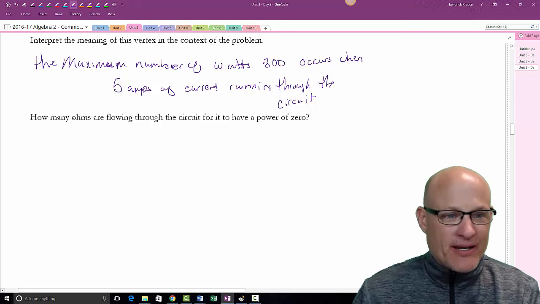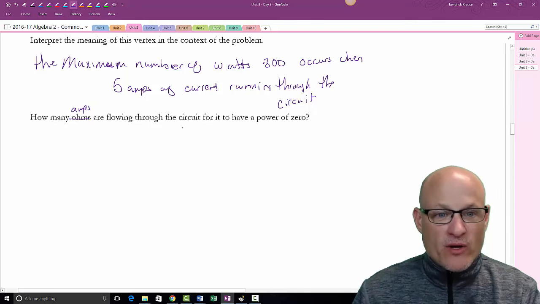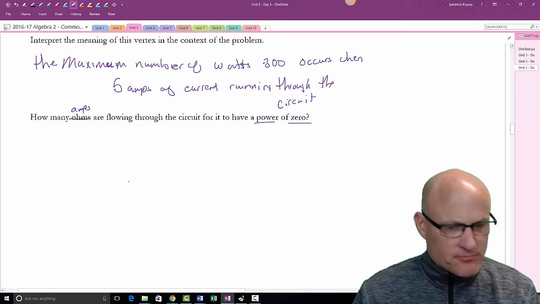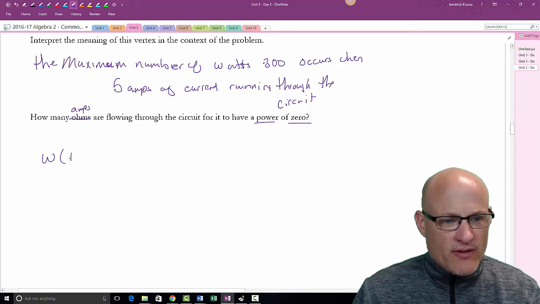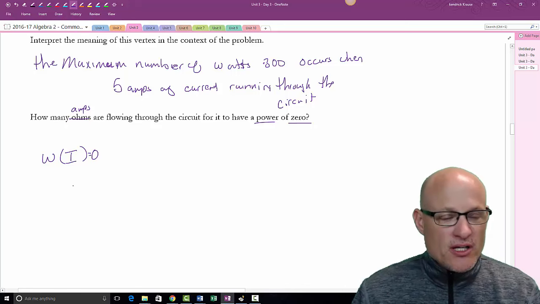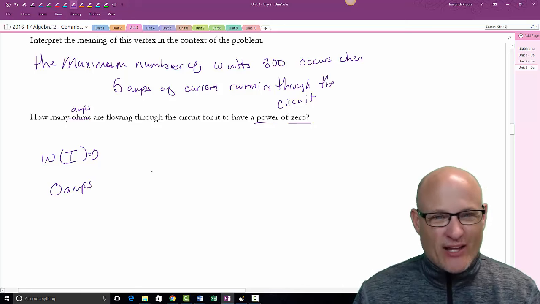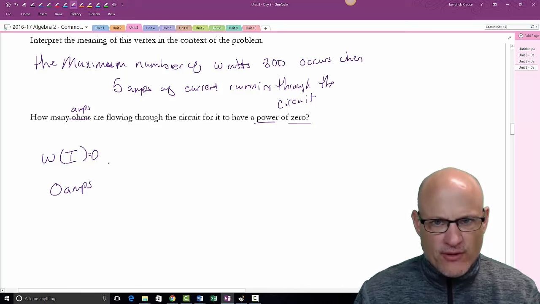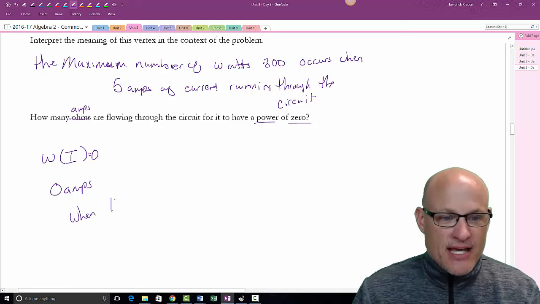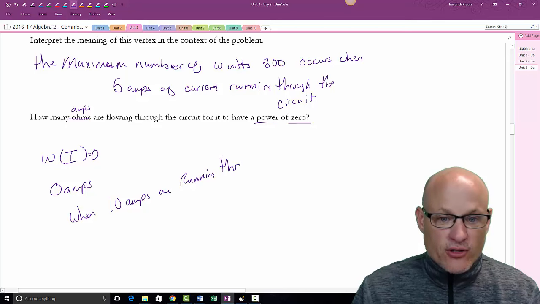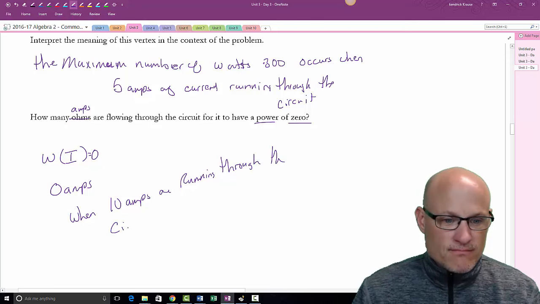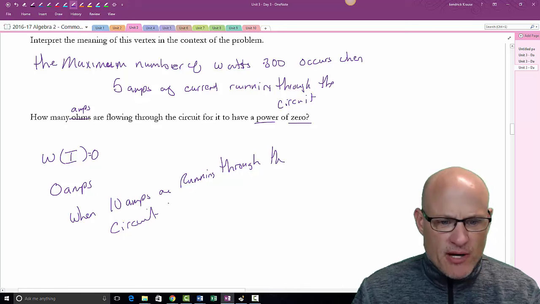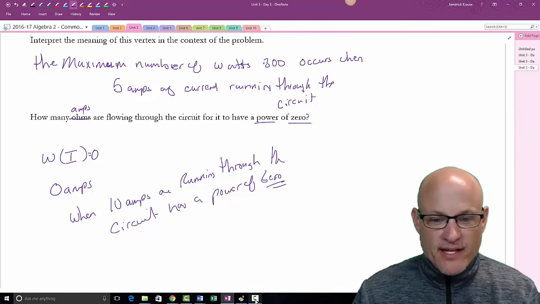How many amps are flowing through the circuit to have a power of 0? Power is in watts. We want to know when W of I is equal to zero. So it could be 0 amps, but that really doesn't answer the question. If I say how many amps and you say 0 amps, well, that's just kind of stupid. So the answer is when 10 amps are running through the circuit, it has a power of zero. All right, that's the end of that problem, children.